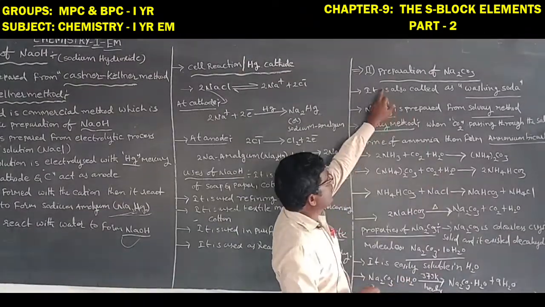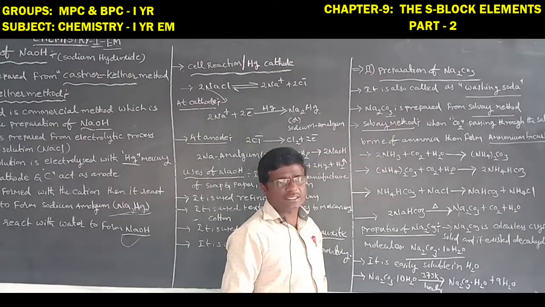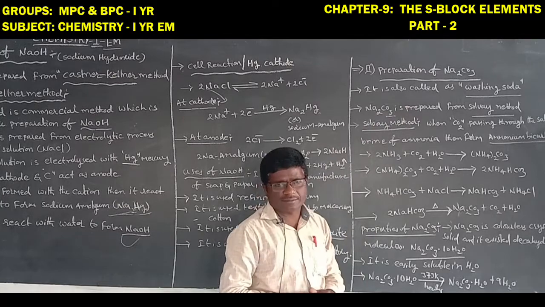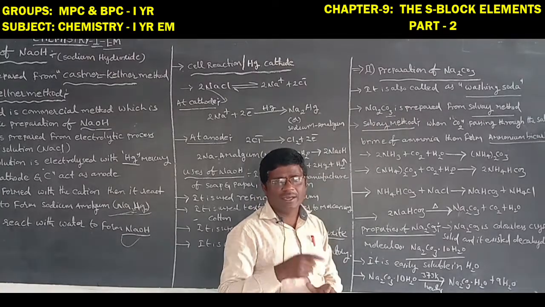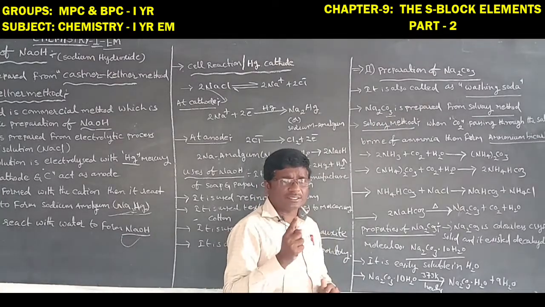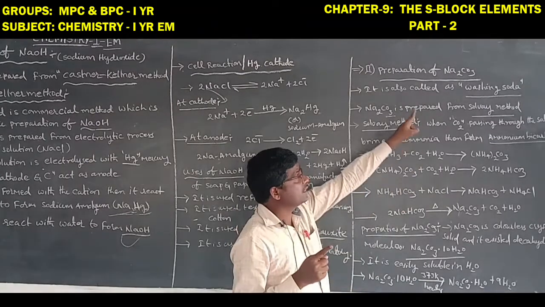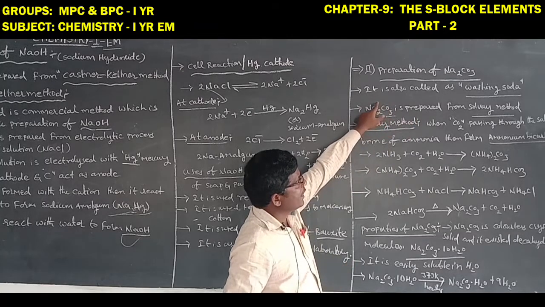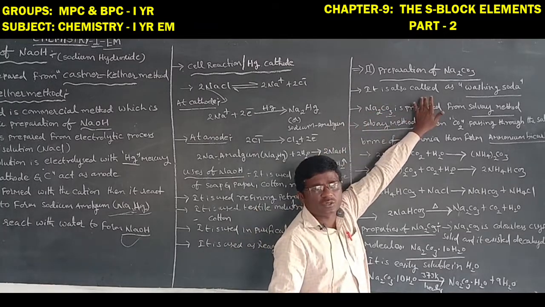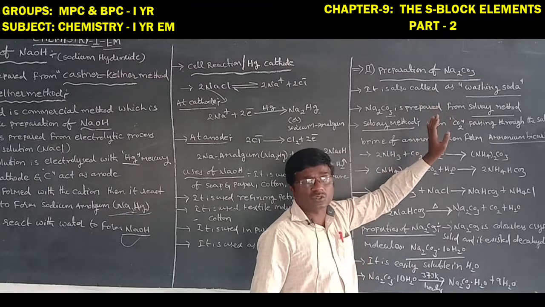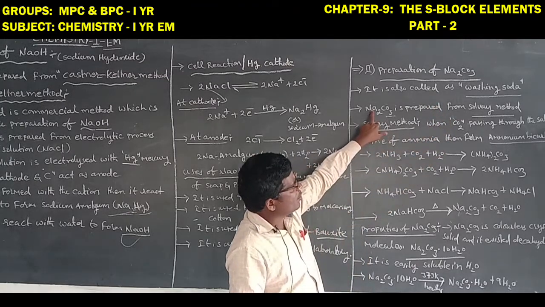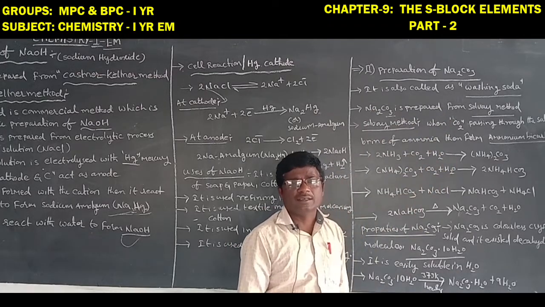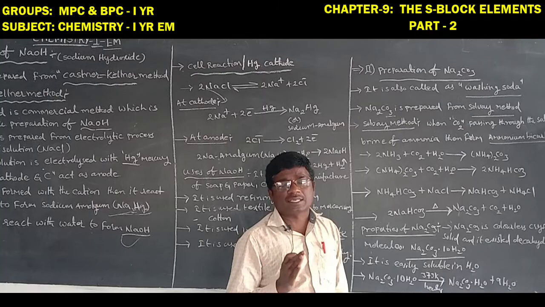Next, preparation of sodium carbonate. Sodium carbonate has the general formula Na2CO3. Sodium hydroxide is NaOH, but here it is Na2CO3. Sodium carbonate is also called washing soda. Next, sodium carbonate is prepared by the Solvay process.